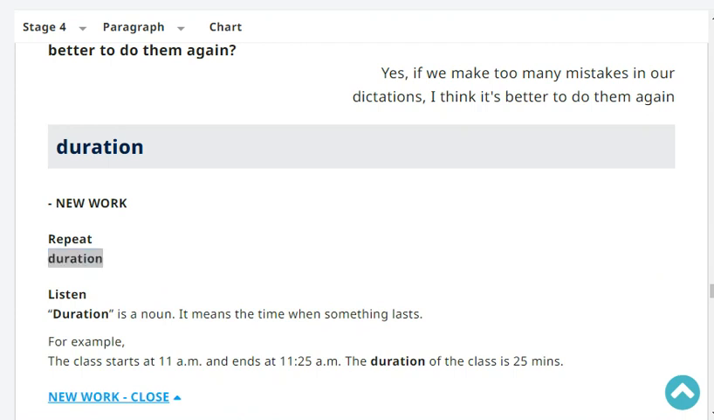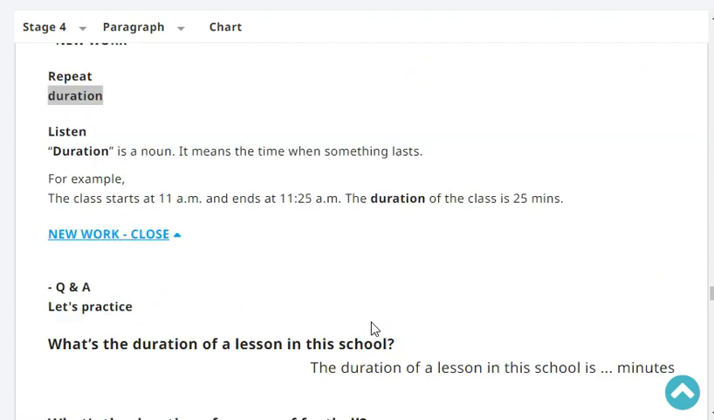Duration. Very good. Okay, listen, duration is a noun. It means the time when something lasts. For example, the class starts at 7:30 a.m. and it ends at 7:55 a.m. The duration of the class is 25 minutes.